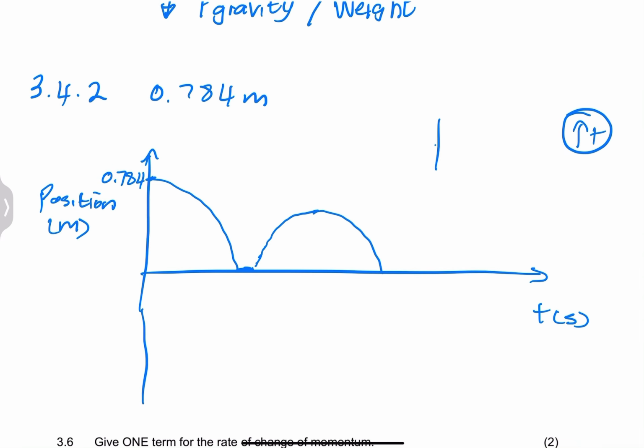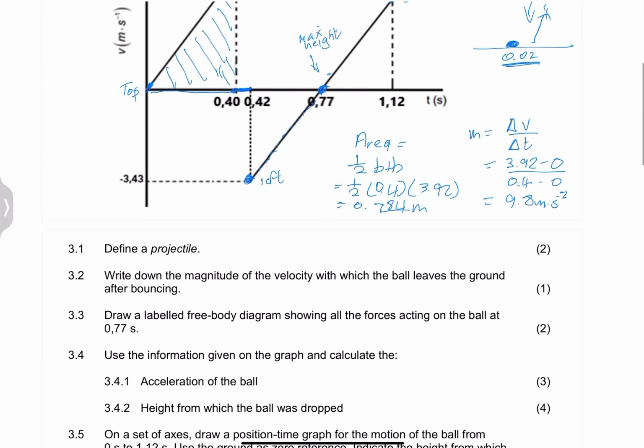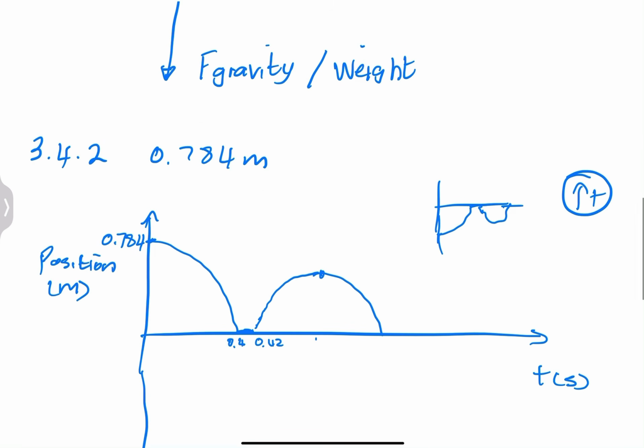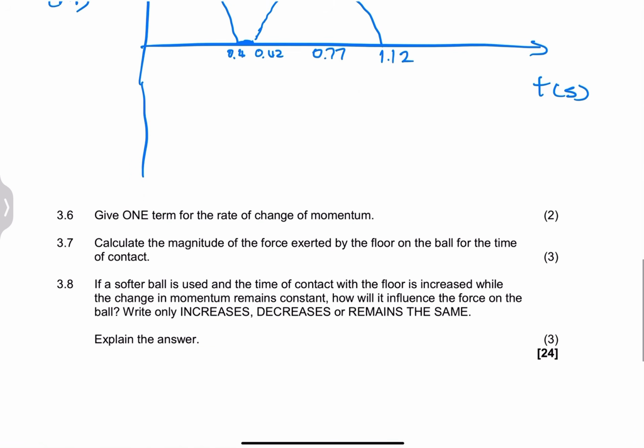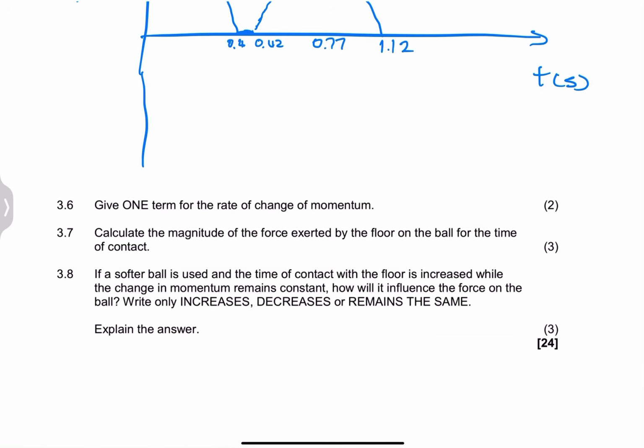Nothing wrong if you consider down as positive, your graph would just be a reflection about the time axis, so it would look something like this. Now let's put all the relevant time values. It arrived on the ground at 0.4, left the ground at 0.42, got to that maximum height at 0.77, and then got to the ground at 1.12. And remember, this is time in seconds. That is how your position time graph would somewhat look like. Now, they say to us, give one term for the rate of change of momentum.